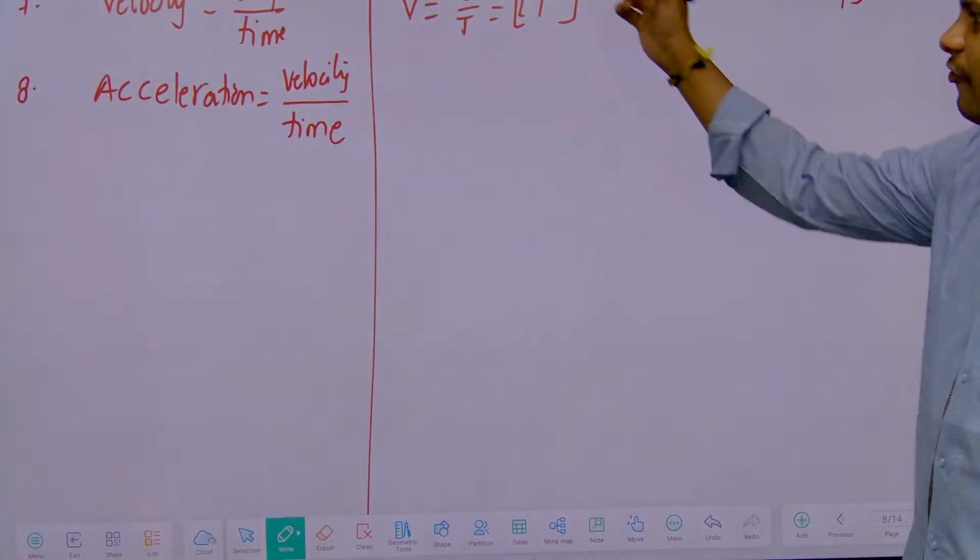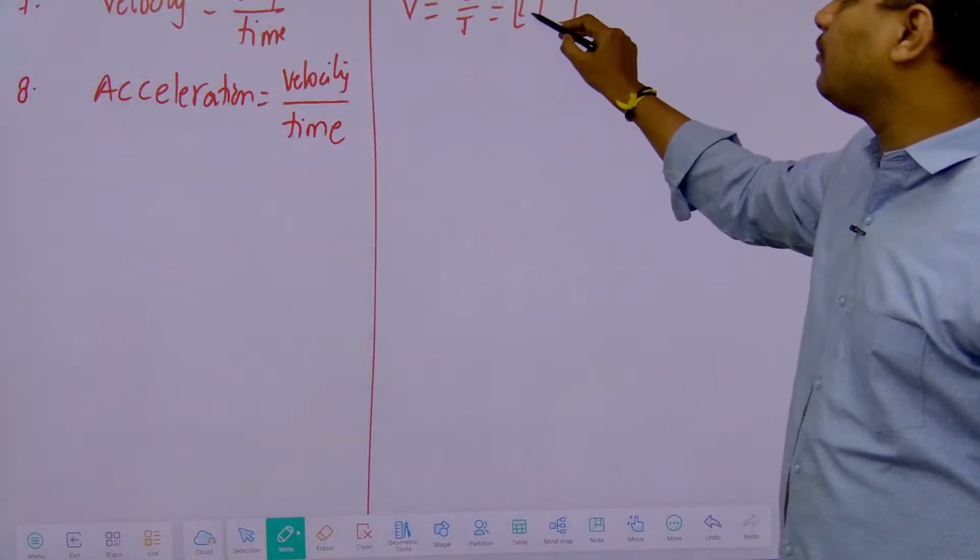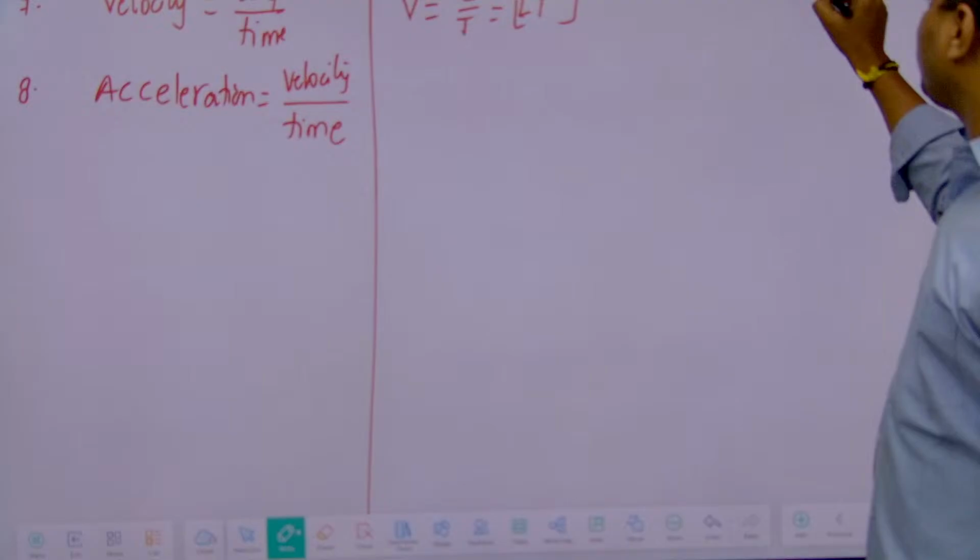Velocity is nothing but displacement by time, that is L T power of minus 1. Unit is meter per second.